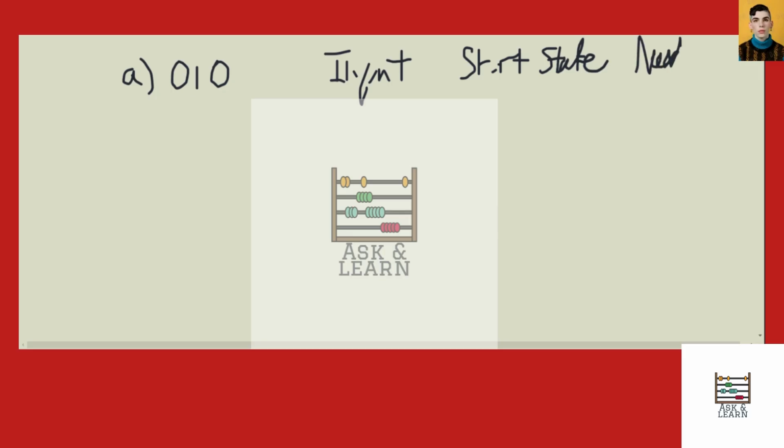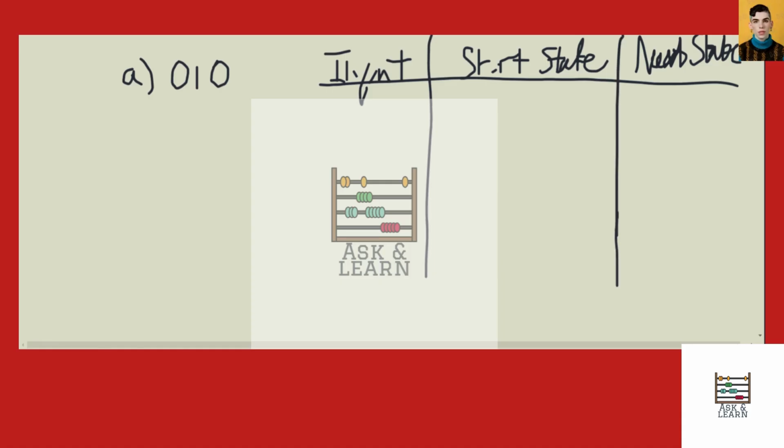And I'm going to draw a table with 3 columns. We have the input, the start state, and the next state. We see that our first input is a 0, and of course we're going to start at state S0, and therefore the next state is S0.